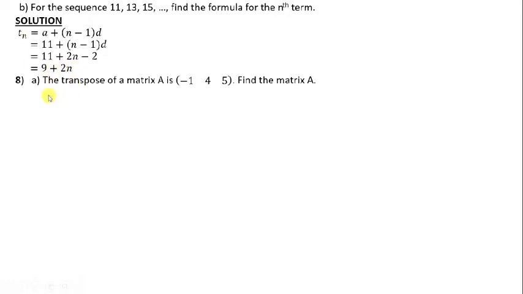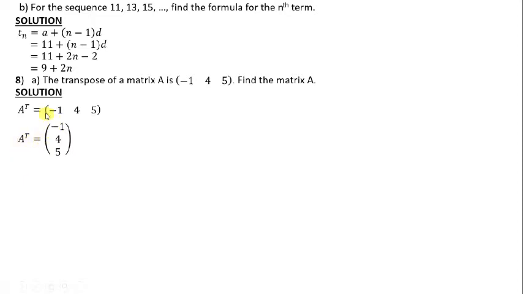Continue. Question 8 is saying the transpose of a matrix A is a row matrix with entries negative 1, 4, 5. Find the matrix A. So what it means is that when you transpose a matrix, you are making the row into a column or a column into a row.